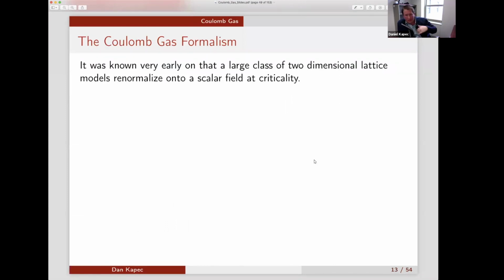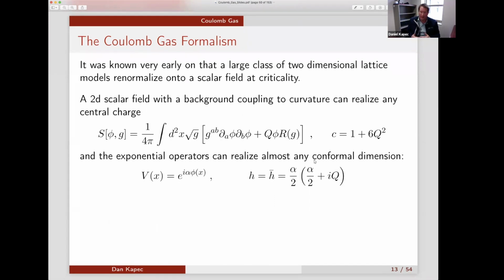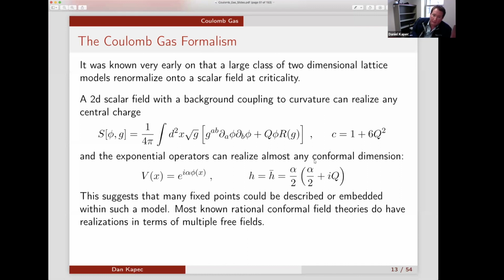So, it was known pretty early on that lots of two-dimensional statistical models were described by a scalar field at criticality. The reason that can happen is that a 2D scalar with background coupling to curvature can realize really any central charge. And it has lots of exponential operators which can realize almost any conformal dimension. So there's lots of room inside of this model to put what you are looking at, and it suggests that many fixed points could be described or embedded within such a model.